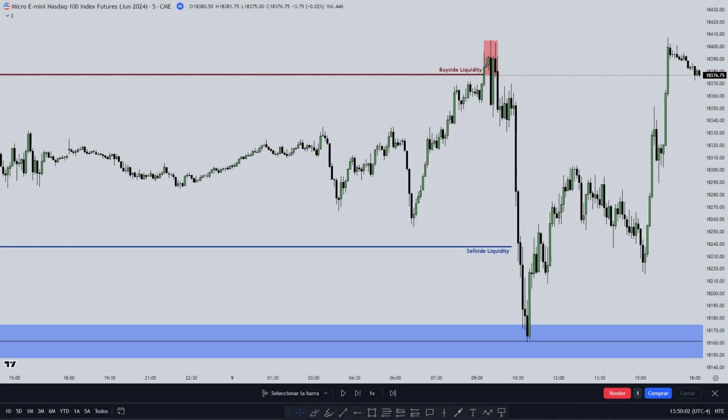This is what the 5-minute chart looks like. Look at the market structure shift that occurred once the buy side was swept, leaving a 5-minute fair value gap in the displacement leg. This is our 2022 model.